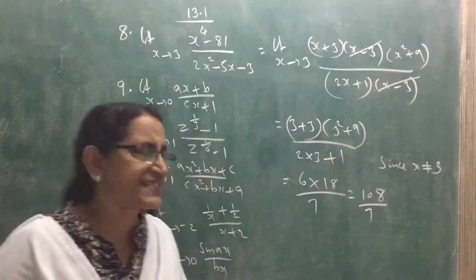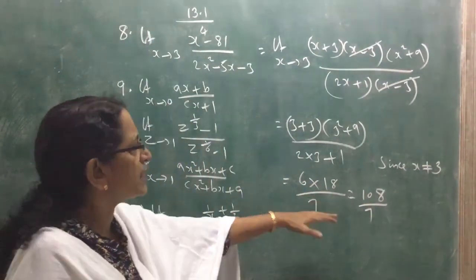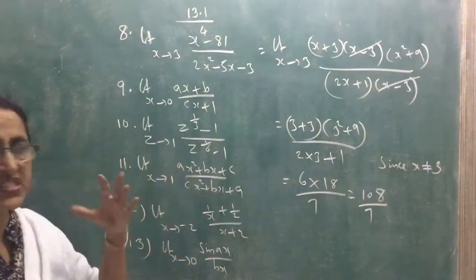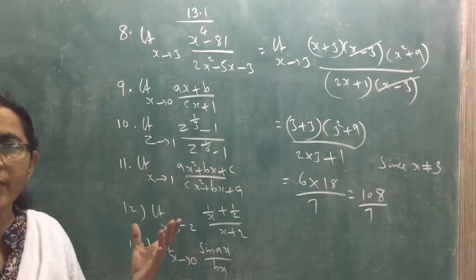So 108 by 7. So we got 108 by 7. So that is the limit of the given function. So first, if you are getting 0 by 0 form, then factorize and cancel the common factor, then substitute.